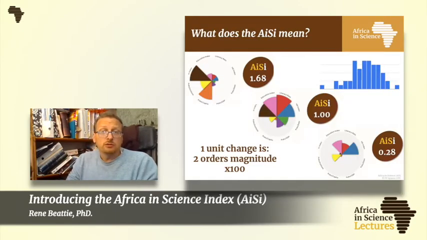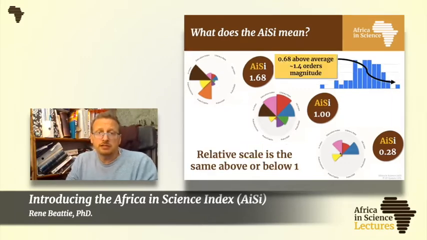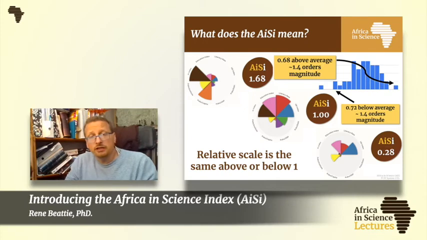The first thing to understand about the African Science Index is that 1 unit of change in the African Science Index is 2 orders of magnitude, and that's equivalent to multiplying by 100. So if we have a value of 1.68, that means it's 0.68 units above average, which is about 1.4 orders of magnitude. On the other hand, in the bottom right, we have an index of 0.28, and this is 0.72 below average. So quite similar distance from average, but in the opposite direction. And it means that it's 1.4 orders of magnitude below average.